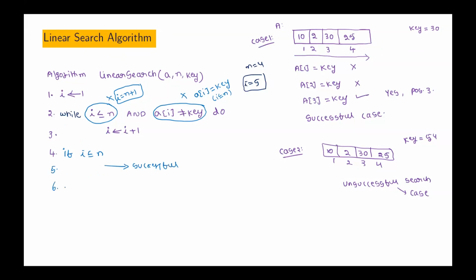Else, what is the value of I? That is I equals n plus 1. If I equal to n plus 1, what do we write? Unsuccessful. If it is successful, we can even return the position of the element where it is present. The position in which the element is present is the Ith position only.